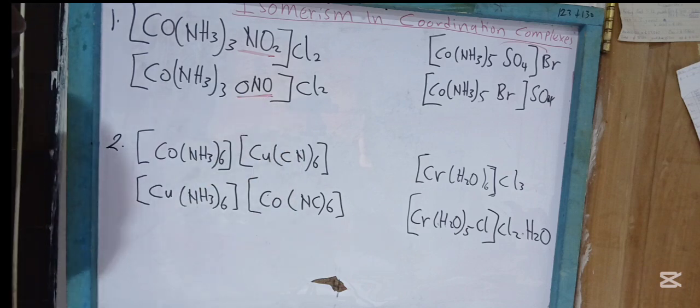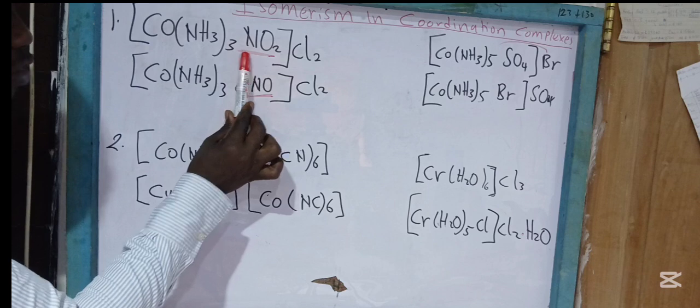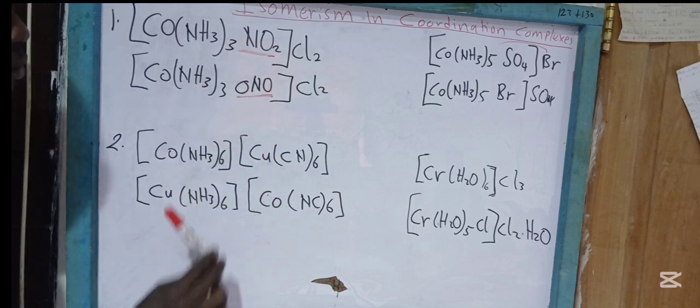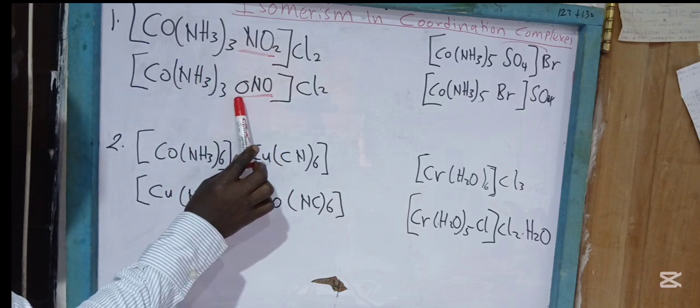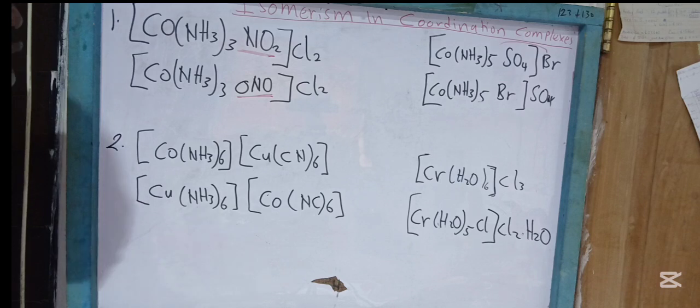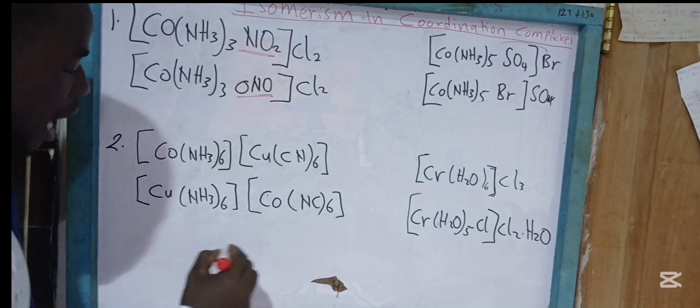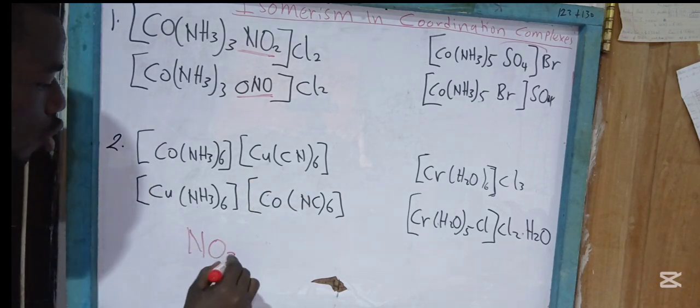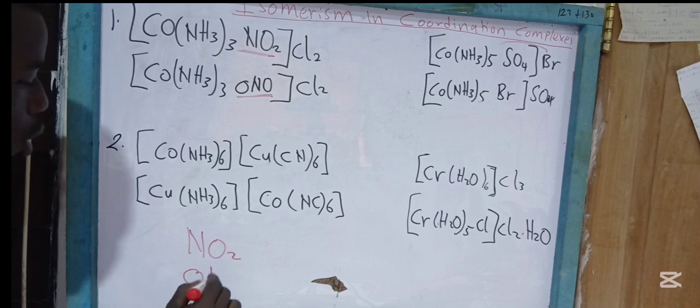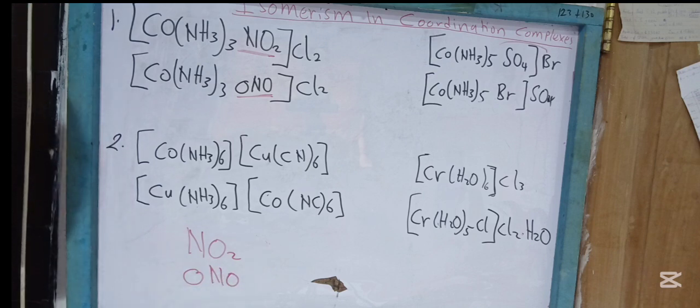indicating that from the first complex, we have nitrogen coming first. From the second complex, we have O coming first. And you know that NO2 can also be written as ONO. But in terms of ligands, the name of this is nitro. And this one is nitrito.